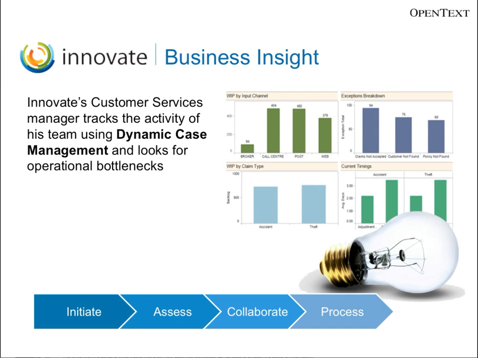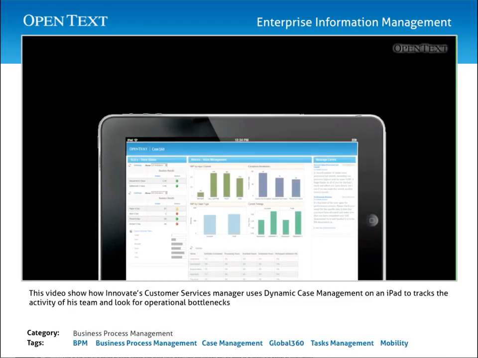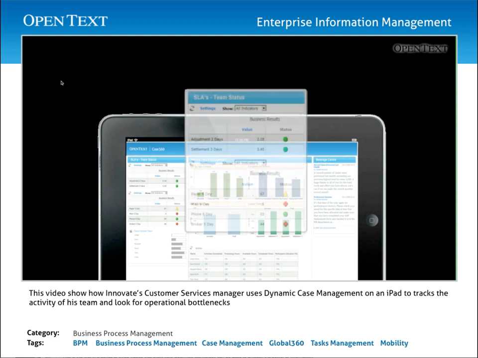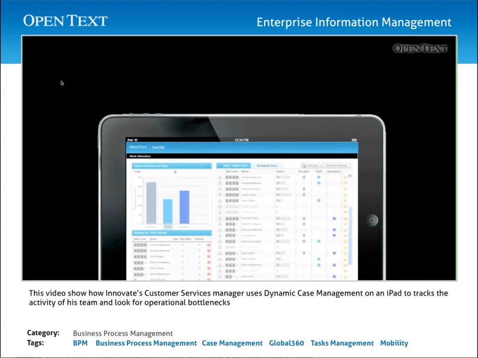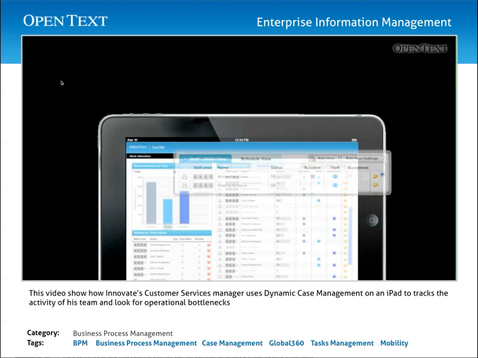Innovate's Customer Services Manager can track the activity of his team using Dynamic Case Management and look for operational bottlenecks. The dashboard provides information that he can use to analyze the workload of his team. Defining SLAs for different types of cases allows the manager to identify bottlenecks, such as a skills shortage in a particular area that might cause service levels to drop. And the supervisor can keep an eye on his team even when he's away from the office using the mobile interface.